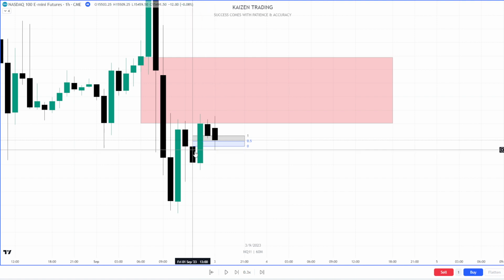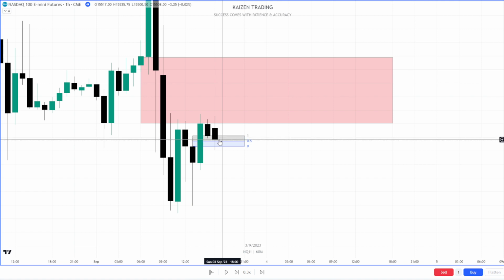It's grabbing and pairing orders from here, and the body closes above 50%, or the CE of this unbalanced gap. So to see that this candle body closes above 50% is another sign that price is willing to continue up.